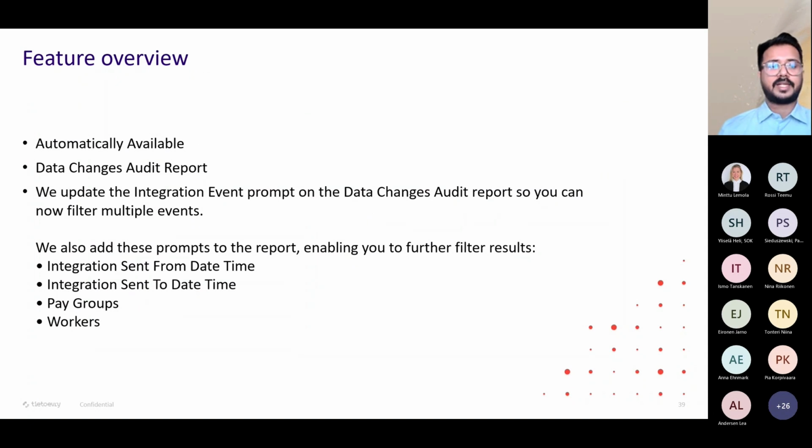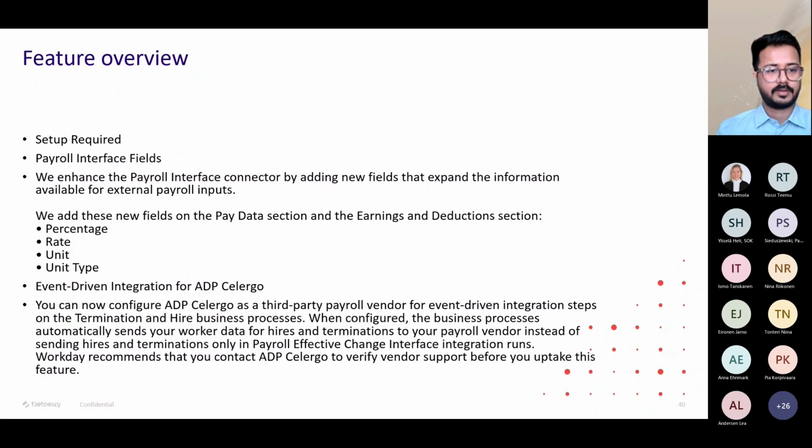So there is also an update in the data changes audit report. Now you can filter your data changes audit report by multiple events, and there are a few prompts, that is integration sent from date time, integration sent to date time, pay groups, workers. I was trying to see this in our GMS tenant, but unfortunately I couldn't get it. But then again, I would be happy to show our customer in their own preview tenant. Then we will see the next one.